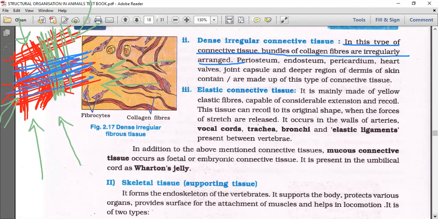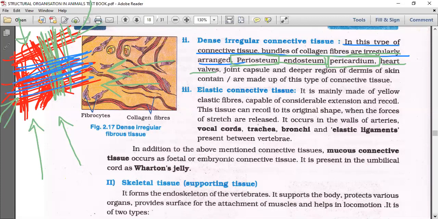That's why we can see them in the periosteum and endosteum, which belong to the bone layers. The bone is surrounded by periosteum and endosteum. They are made up of irregular dense fibrous connective tissue. Next, the pericardium of the heart, that means the layers around the heart. Next, the walls of the heart.